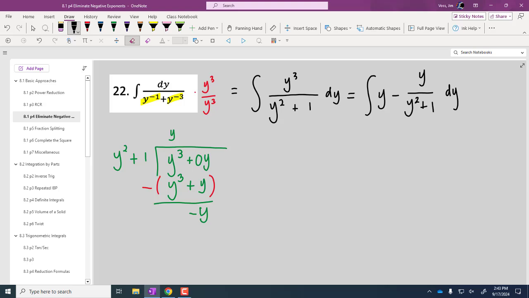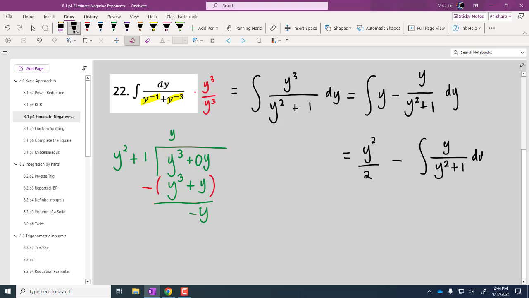Now that's integrable. That is integrable. This is y squared divided by 2. And let's do the second part. Let's break it apart into 2 pieces just to make sure that we're 100% on how to integrate the second part.